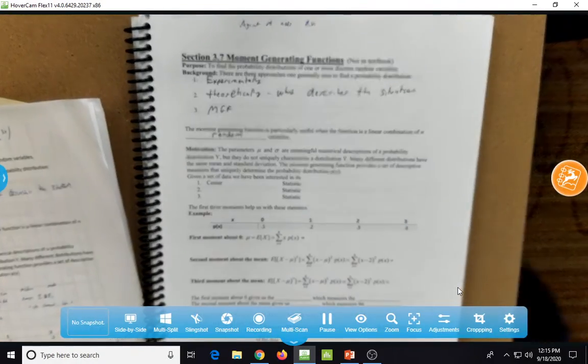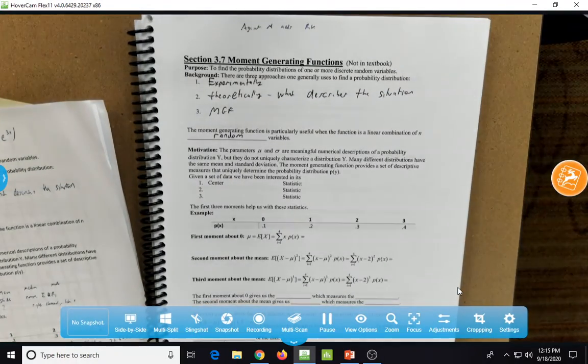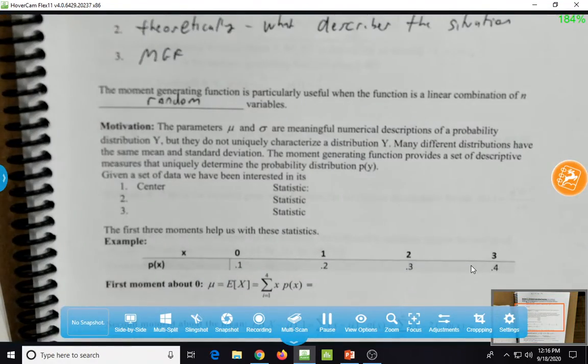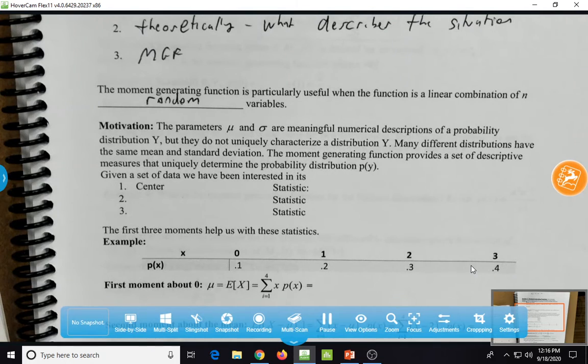Remember the motivation we talked about when we talked about graphics is that we need to look at shape, center, and spread. And having the mean and standard deviation does not distinguish what your probability distribution is. There are many distributions with the same mean and same standard deviation. So we want to have some way that we can distinguish one from the other.